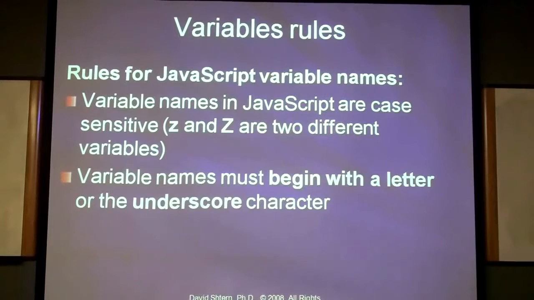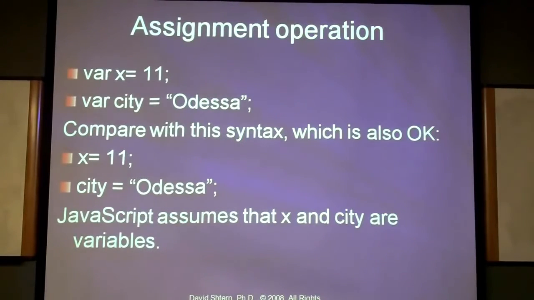Okay, so here are assignment operations, which we partially covered previously. In this case, I created a variable x and assigned a value of 11 to it. I created a variable city and assigned an address to it. The same two lines shown here can be rewritten this way. The difference is that I omitted the keyword var. Okay, this will work too, so there will be no error issued.